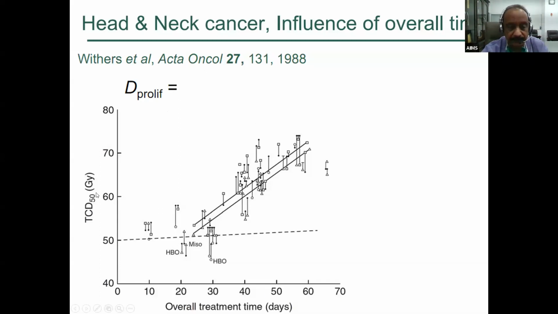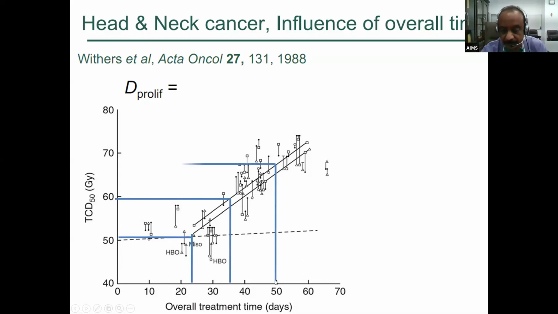It is basically the dose of radiation which results in 50% control of the tumor. So what it suggests is, if the overall treatment time is finished in 21 or 23 days, there is no change in dose. But beyond this, as you increase the overall treatment time, the total dose to get 50% tumor control keeps increasing. And from these data, the dose to compensate for proliferation was calculated to be 0.6 gray per day.